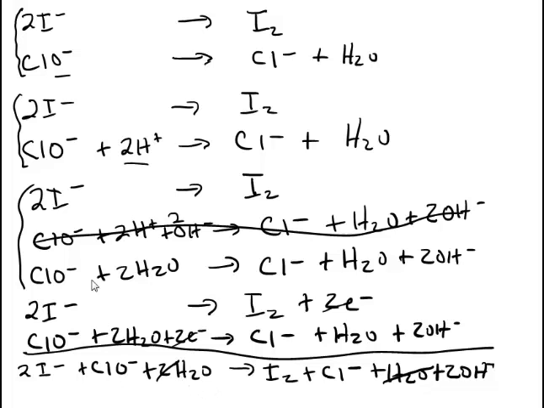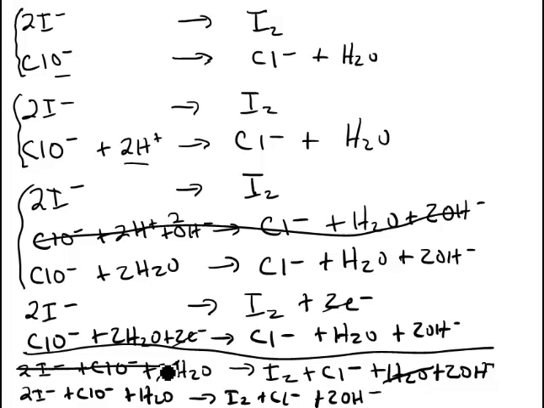You got to remember there's an H2O in here. I just want to make sure that's in there. So see if I can sneak this in here. So 2I minus plus ClO minus plus 1H2O. Yeah, it gives me my I2 plus Cl minus plus 2 OH minuses. And that's it. A balanced reaction. So I'm going to draw a line through there so it's no confusion. I know it's messy, but that's balancing the reactions.